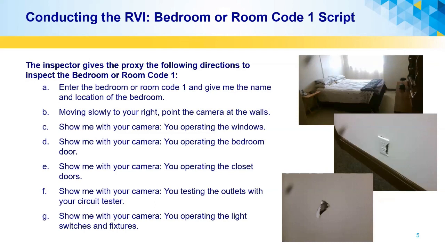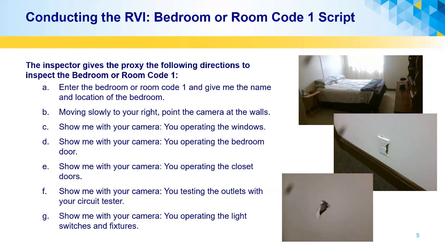The inspector gives the proxy the following directions to inspect the bedrooms or room code 1s. And these instructions are: enter the bedroom or room code 1 and give me the name and location of the bedroom. And as I mentioned before, that's important in case the original inspector is not working, say, for example, is on vacation and someone else has to do the re-inspection. We want to make sure they're re-inspecting the correct room.